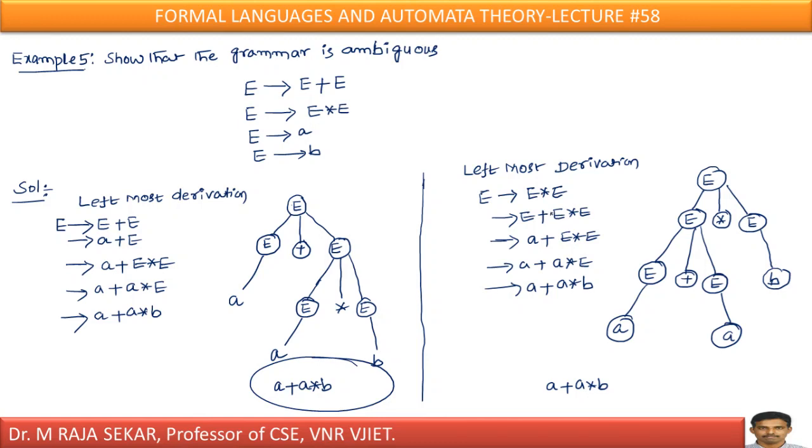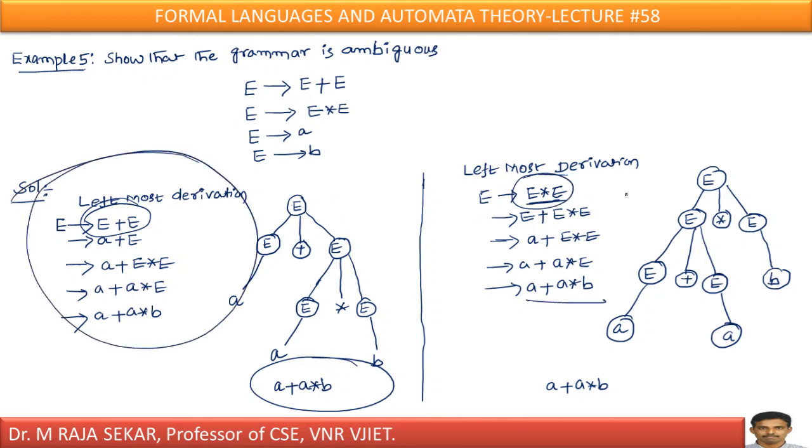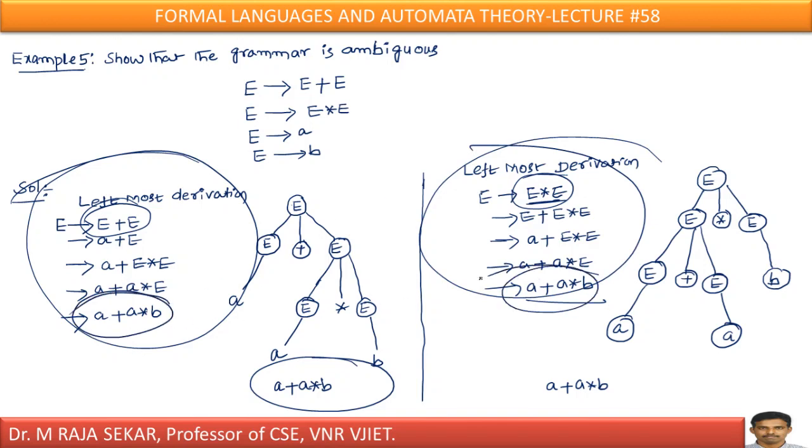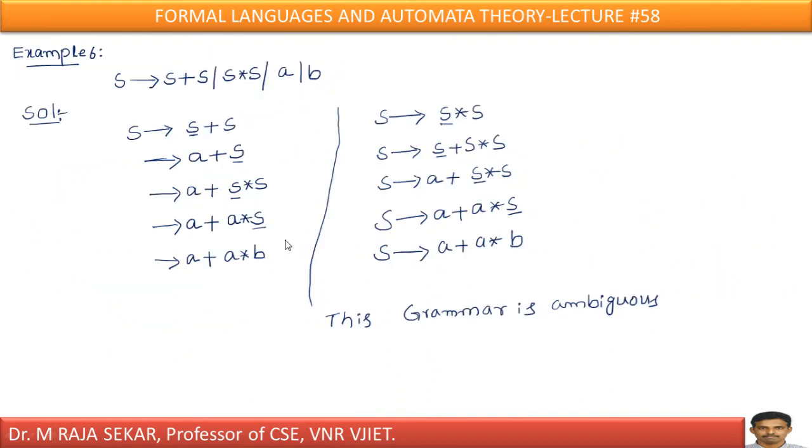There is another leftmost derivation here. In the place of E, we were writing E plus E. Now we are writing E star E. Again we are deriving. This is one leftmost derivation. This is another leftmost derivation. Two leftmost derivations are giving the same string A plus A star B. Therefore, this particular grammar is an ambiguous grammar.